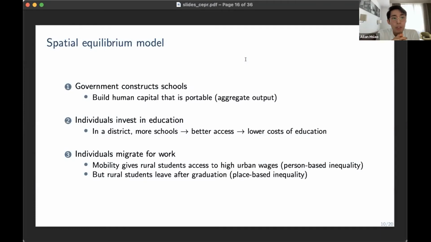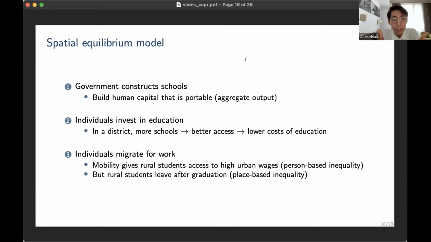So from there, we can go into the model. This is the spatial equilibrium model. What I have here is a model that has three pieces, three steps. In this first step, consider that the government builds schools. And given these schools, students are going to go to those schools and build human capital that is portable and they take with them. Again, these are the portable benefits of this program. And the point of this is where the aggregate output increase is coming from. It's one, people are getting educated, and two, they're going to places that reward that education.